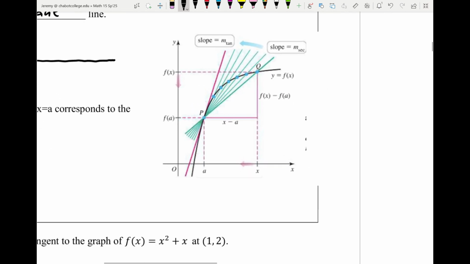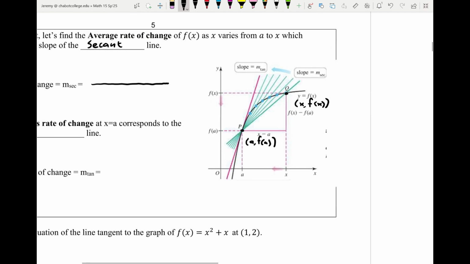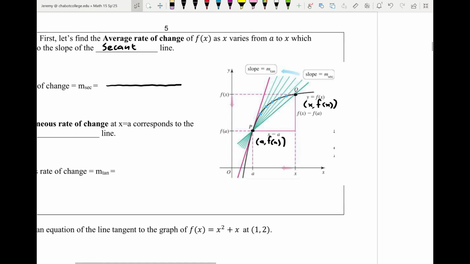So, I like to write out the ordered pairs. This ordered pair is a, f of a, and this ordered pair is going to be x, f of x. So the slope of that secant line is just going to be the difference of the y's over the difference of the x's. So that'll be f of x minus f of a over x minus a.